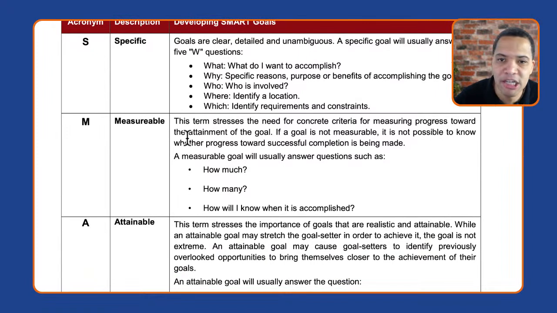M is measurable. That's the answer to how much? How many? How well? It's got to be measurable. It's not subjective here. We've got to be able to pull out a ruler, pull out a scale, or something, be able to count something. That's measurable. It's got to be very measurable.